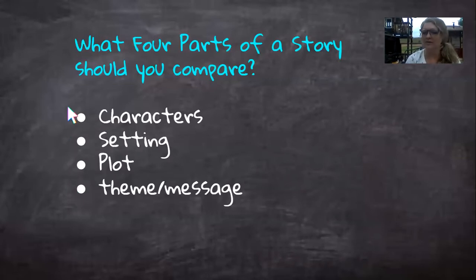And you can always make some sort of a graphic organizer, maybe a bubble chart, something that you can write down those points in. So those 4 main points, okay? And we'll revisit these at the end just so you remember to always look at these 4 points when you're comparing stories.